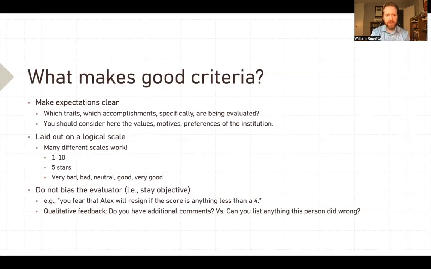And then qualitative feedback, as I mentioned, a question you can ask is, do you have additional comments? That would probably be a good way to get some qualitative data, versus can you list anything this person did wrong? That would be an example of biasing your evaluator, in the sense that you prime them to start thinking about the bad things this person has done. And so you might inherently get more negative reviews based on that.